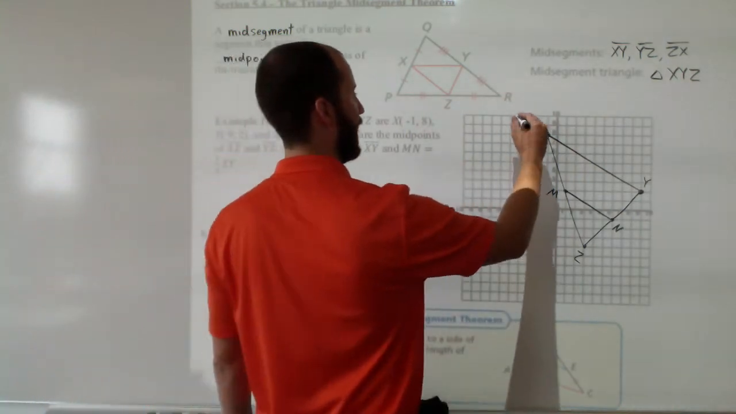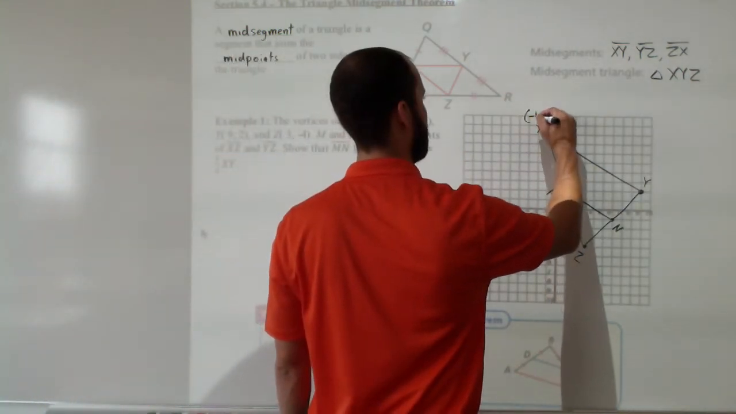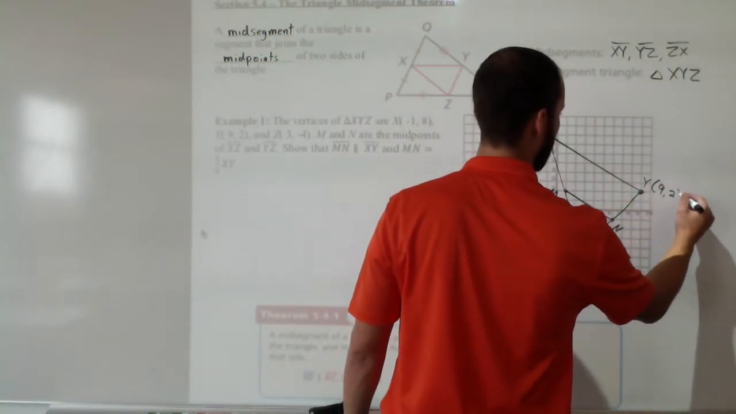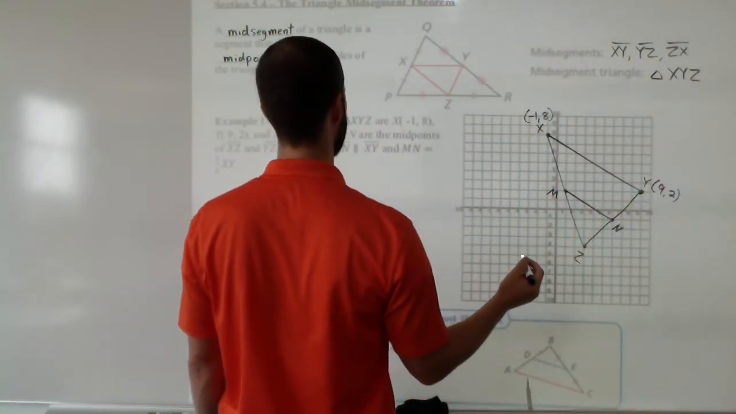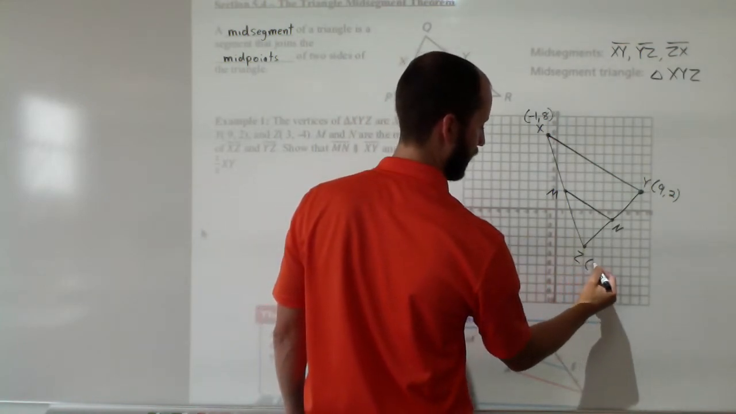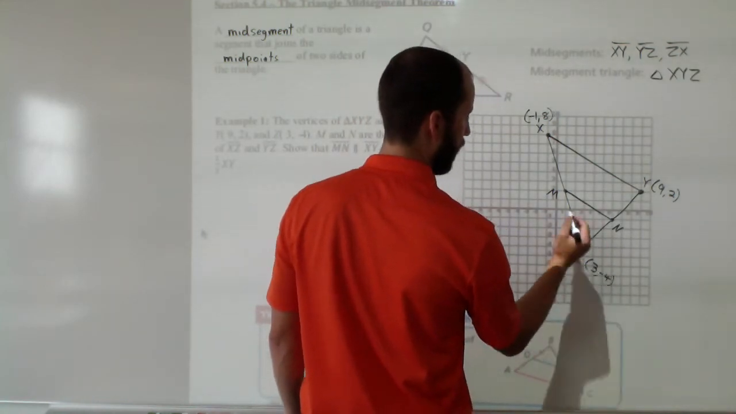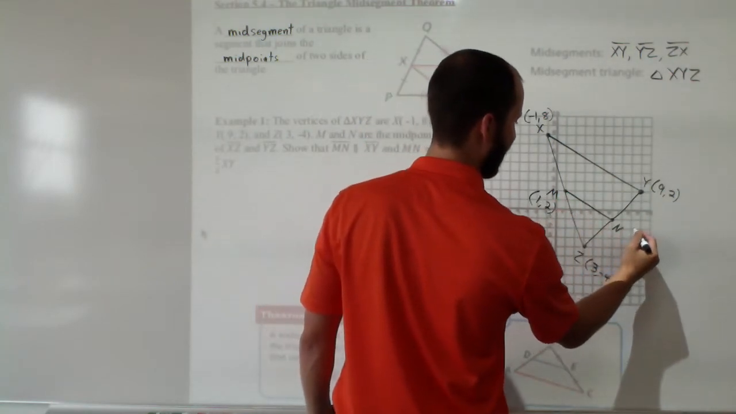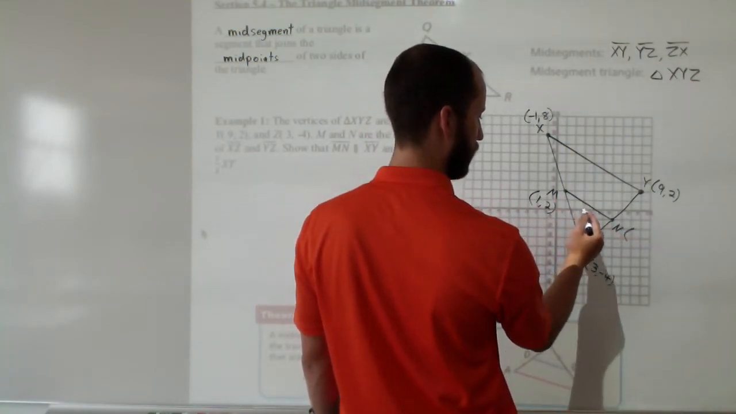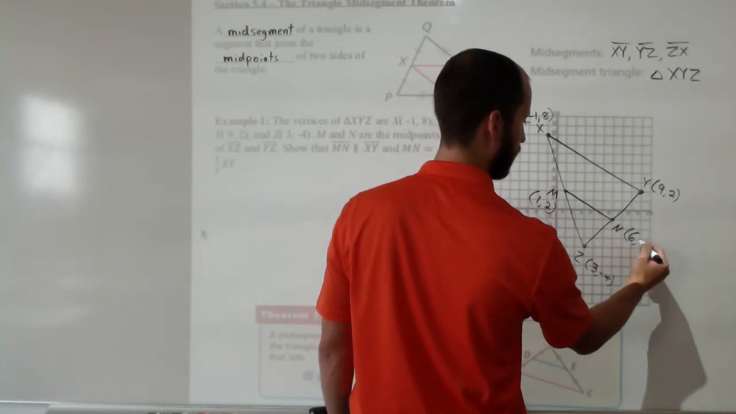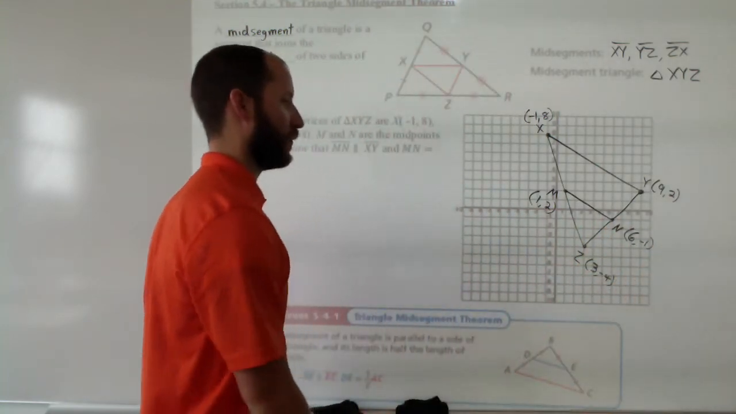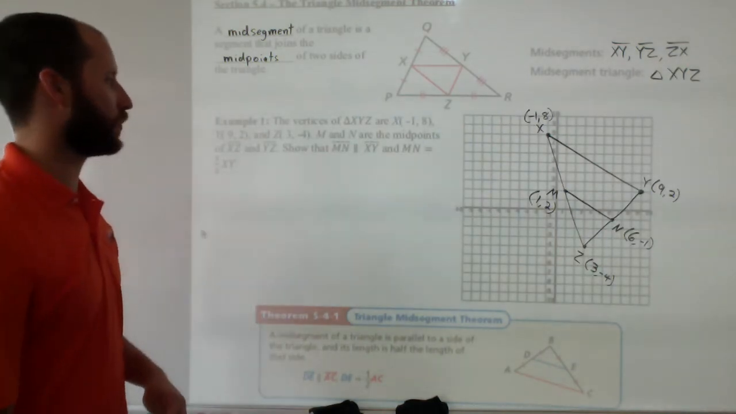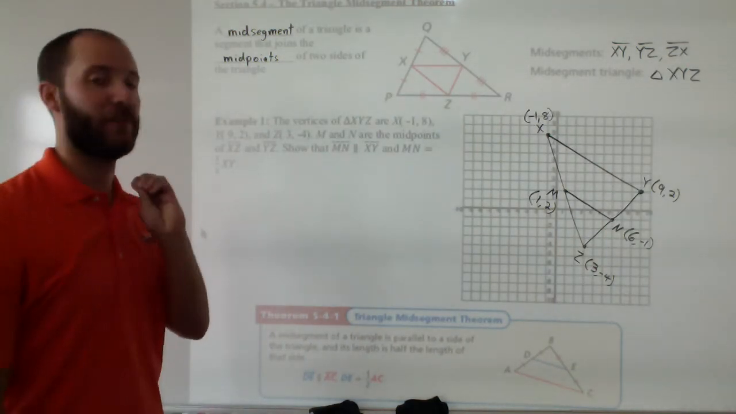All right? So X is at -1, 8. Y is at 9, 2. Z is at 3, -4. And then we have M at 1, 2. And N at, well, 1, 2, 3, 4, 5, 6, -1. So show that MN is parallel to XY and that MN is equal to 1/2 of XY.